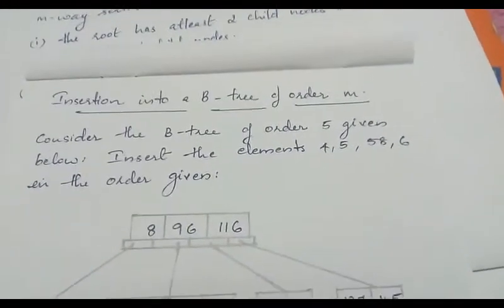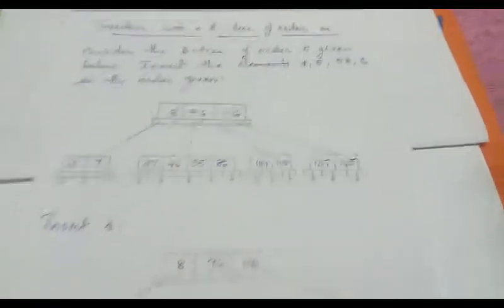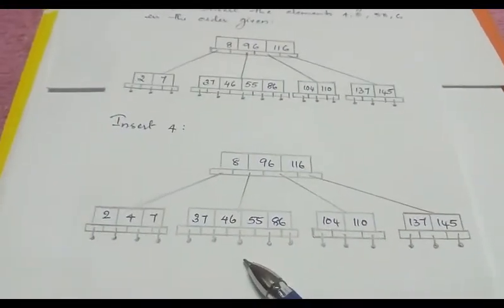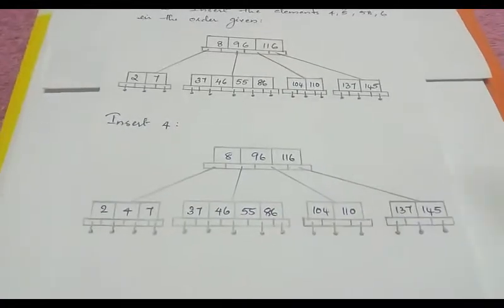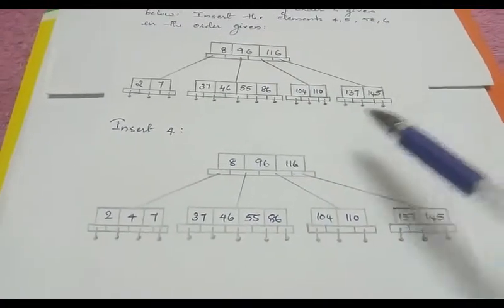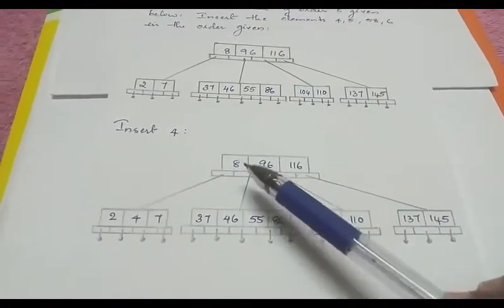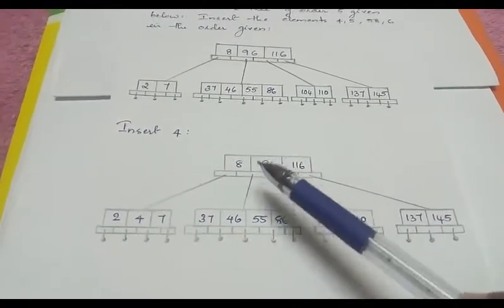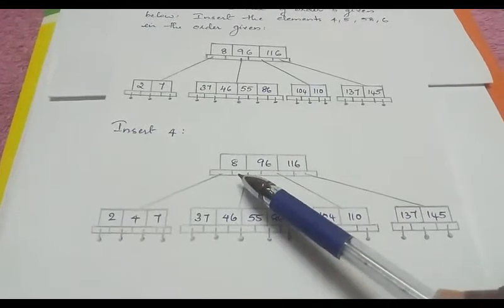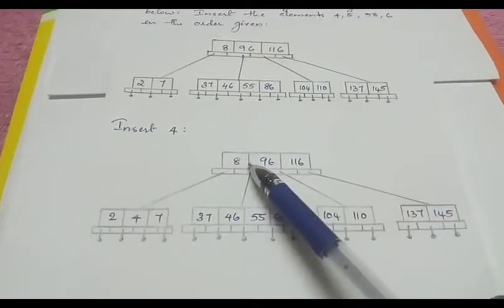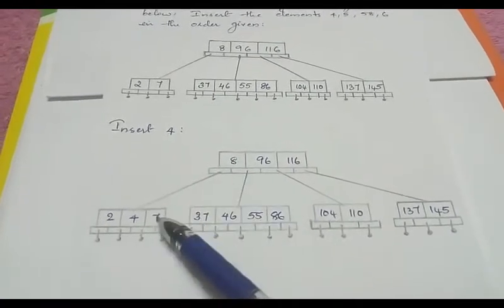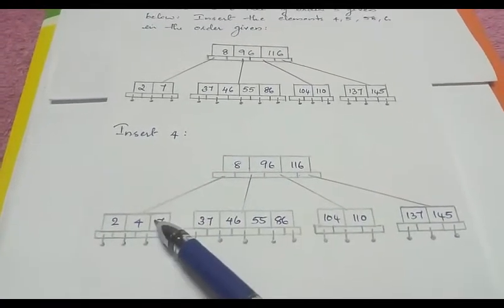Now the next element to be inserted is 5. So we will insert 5 into this particular tree. To insert 5, we'll start from the root itself. Compare the first key value with the element to be inserted, that is 5. Comparing 5 and 8, we can see that 5 is again less than 8. That means 5 is to be inserted to the left of 8. So look at the left subtree of 8.